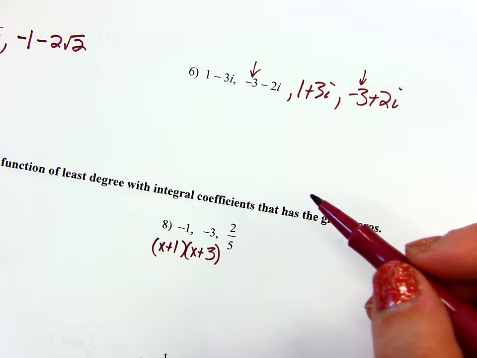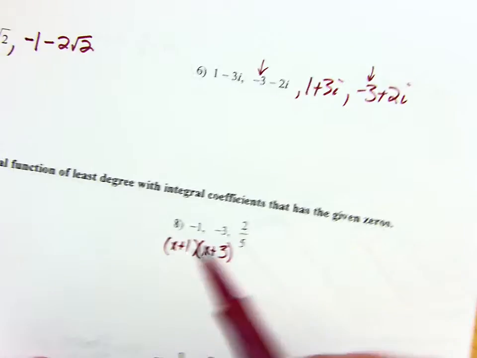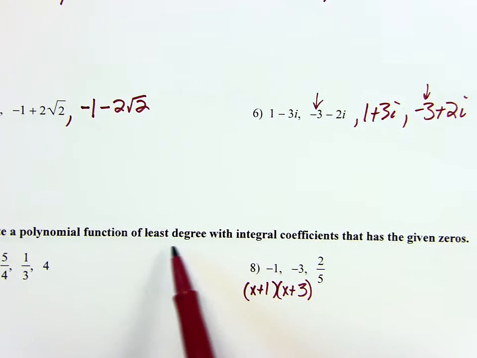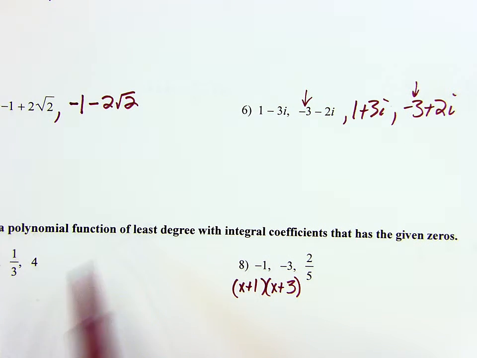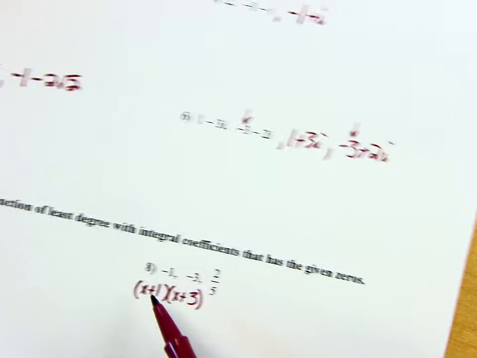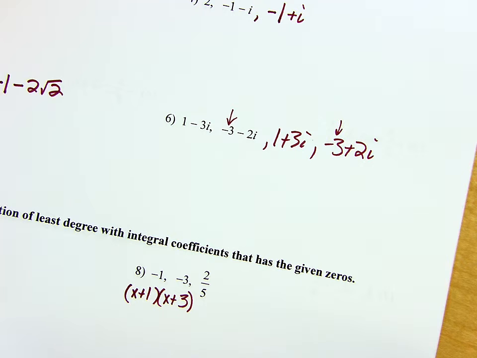Great question. See right here, if you read the directions, it says write a polynomial function of least degree. You don't know that. You're giving me a polynomial that has these three answers, not the only one, because that would give you another one. So we're just going to take the most basic one, and that'll be one polynomial that has these zeros, but not every single one. Does that make sense? Okay, perfect.